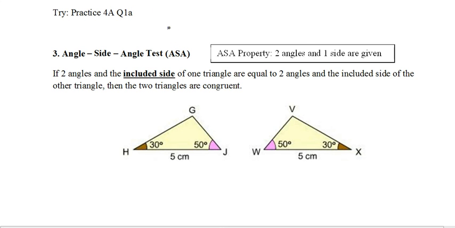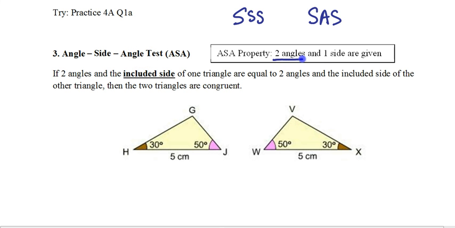Okay, so we will now look at a few more tests that can be used to prove congruency. Now you recall earlier on we have learned the side test, whereby when three sides of a triangle are known, you can use it to prove that the two triangles are congruent. The other test that we have used is SAS, whereby you have two sides and the angle in between. The next one we're going to look at is the angle side angle test.